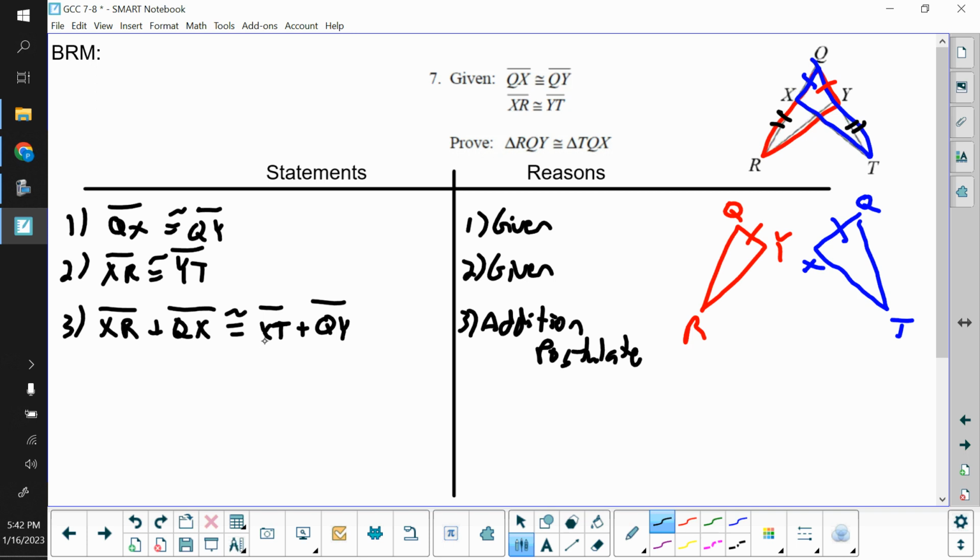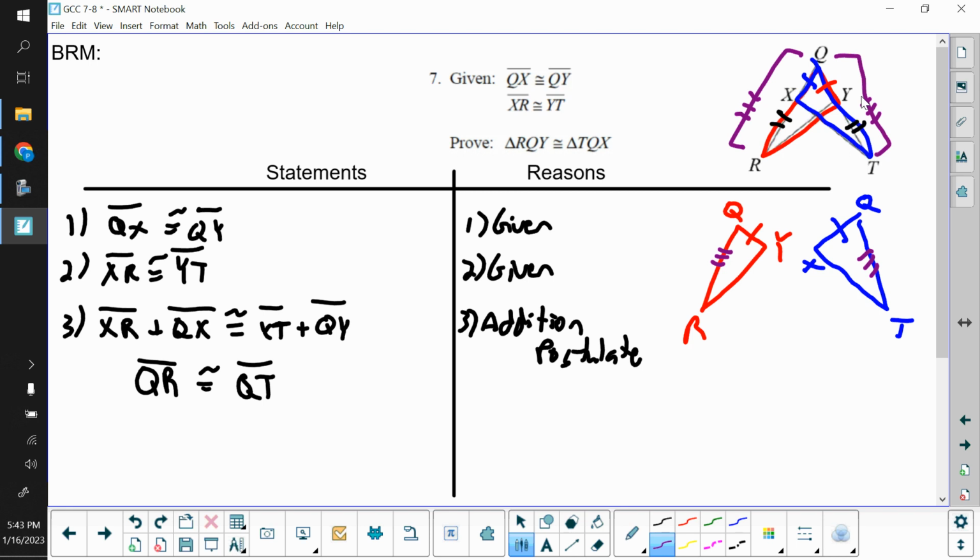And then we always want to rename. If we put together XR and QX, that's going to give us QR for a single segment. And that's congruent to, if you take YT and QY, that's going to give us QT. And now that we've said that's congruent in our proof, we can mark it in our picture. In our big picture, I would have to mark that with a bracket because it's spanning over multiple parts.